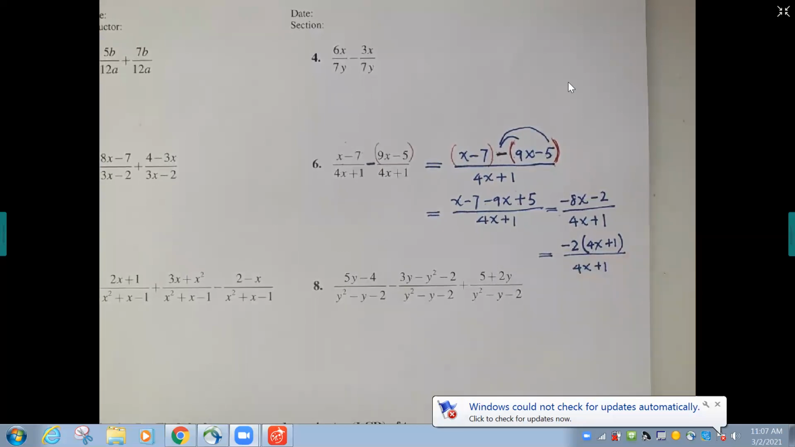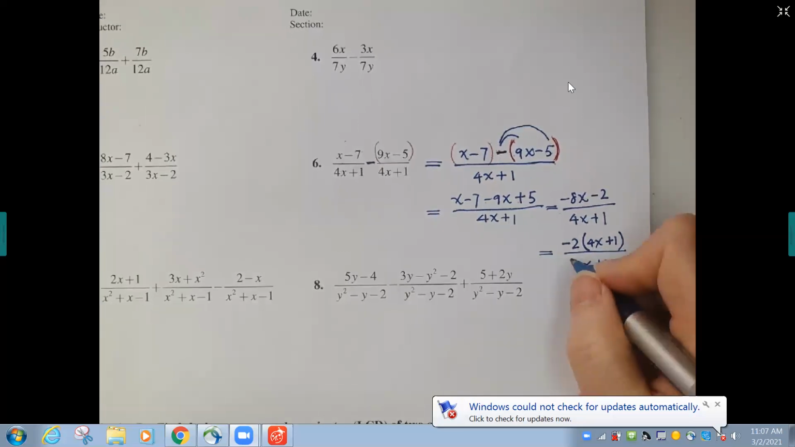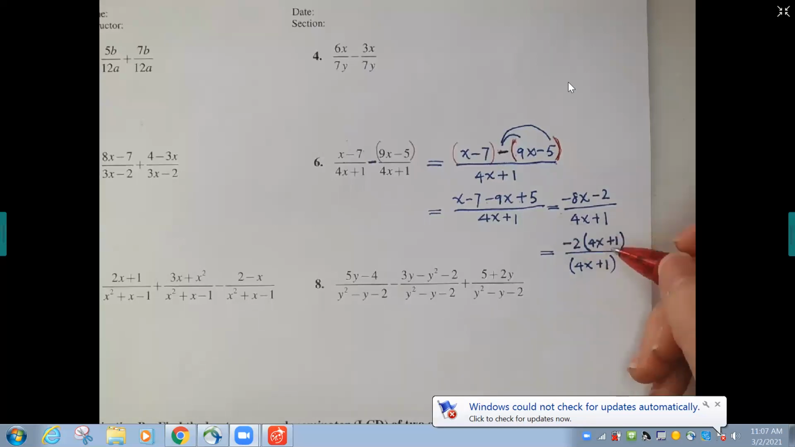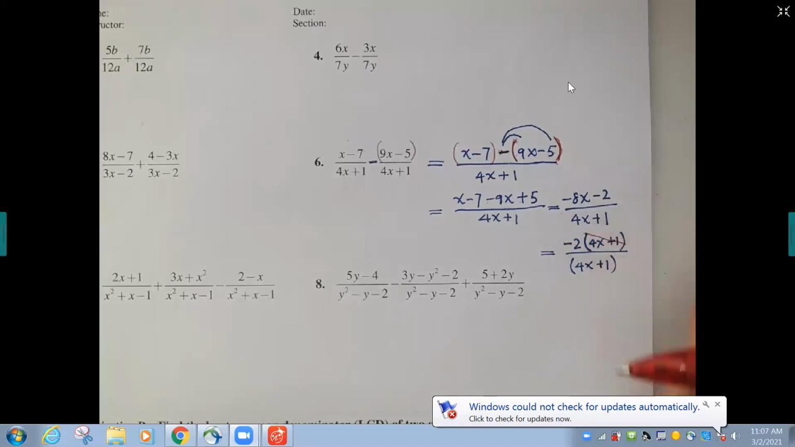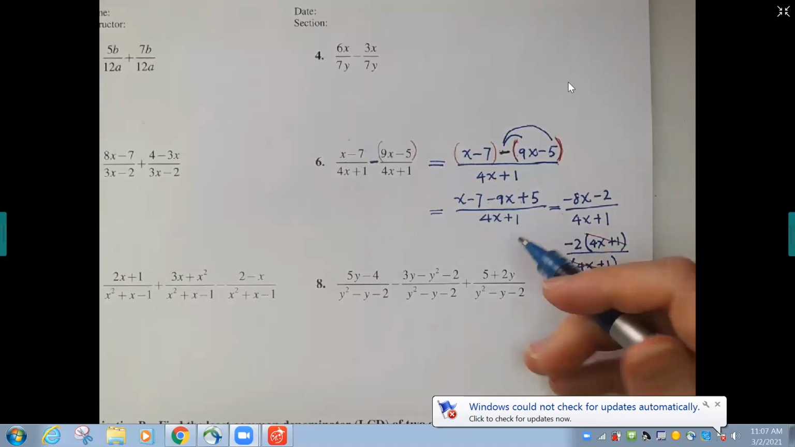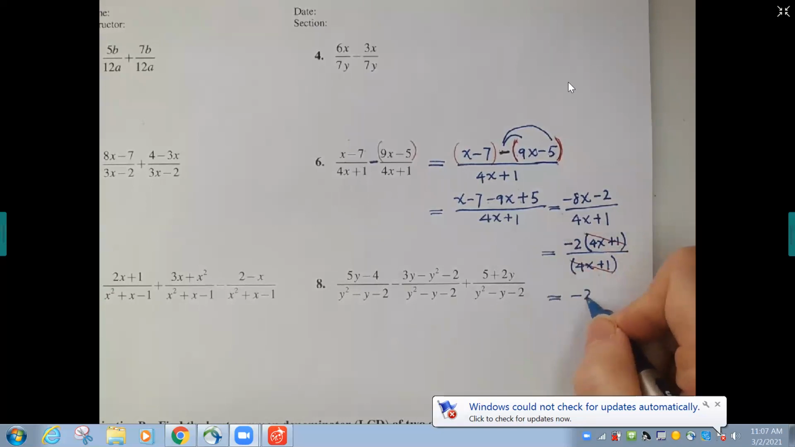The denominator cannot be factored. If it cannot be factored, then it will stay as one thing. After we do this, we'll see there is a common factor between the numerator and denominator. 4x plus 1, 4x plus 1, those two factors cancel each other. Then what is left? Negative 2 on the top.